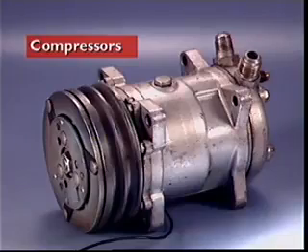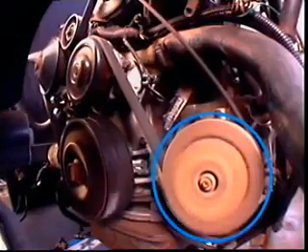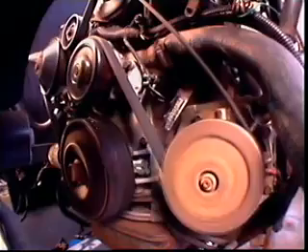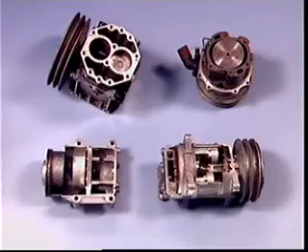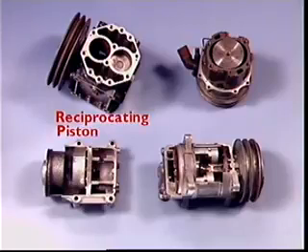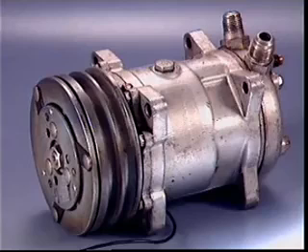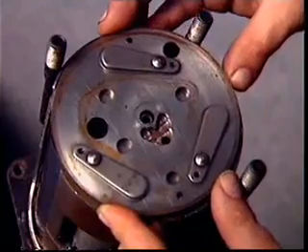This section examines air conditioning compressors. The air conditioning compressor circulates refrigerant through the air conditioning system. It is normally driven by a belt from the engine crankshaft. 4 basic types are used: reciprocating piston, rotary vane, scroll, and axial piston. The axial piston type is one of the most common.